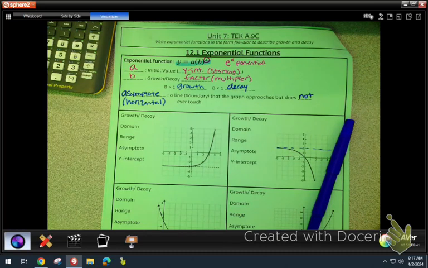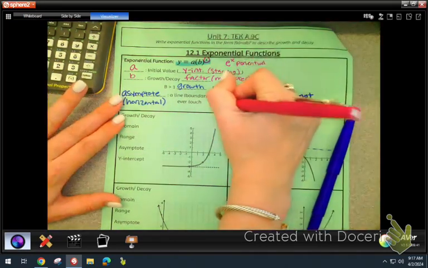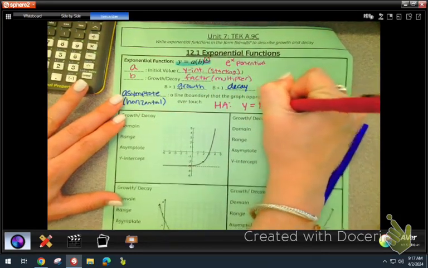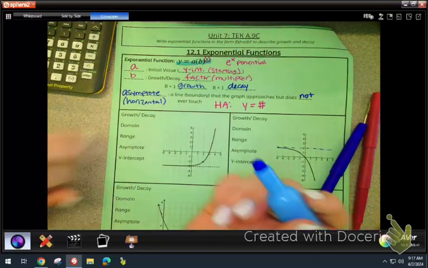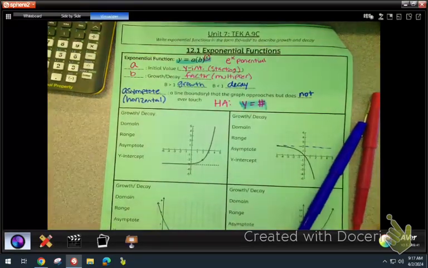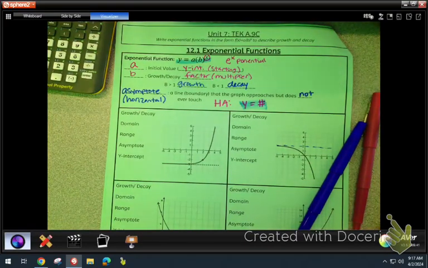Because it is a line, it's written as an equation. That equation will be y equals, and it's going to equal a specific number. Okay, so that's how you're going to have to write it. Kind of like with axis of symmetry, we wrote it as x equals a number. Your asymptote will always be y equals a number.